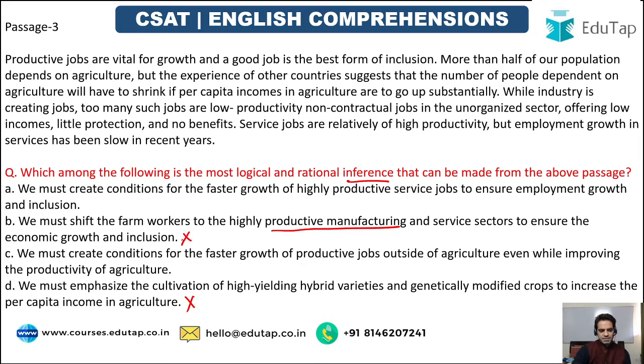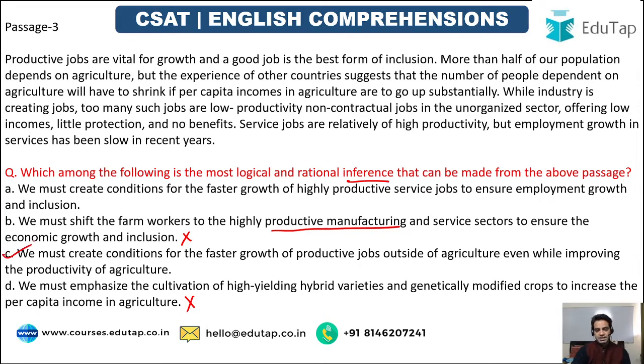Now we are left with option number A and C. So the correct option is we must create conditions for the faster growth of productive jobs outside of agriculture, even while improving, or we must create conditions for the faster growth of highly productive service jobs, ensure employment growth and inclusion. What do you say, guys, is the correct answer? Correct answer is we must create conditions for the faster growth of productive jobs outside of agriculture. That is true. That is the only logical inference that can be made.